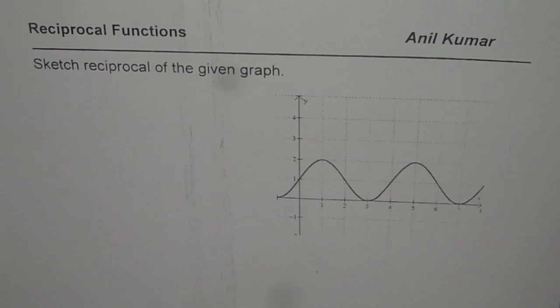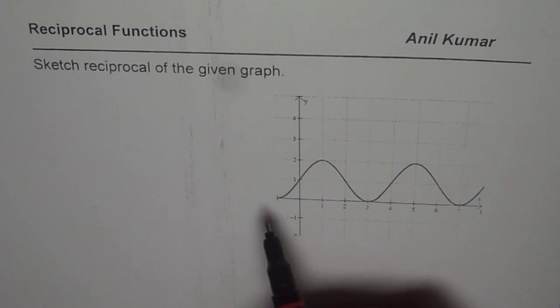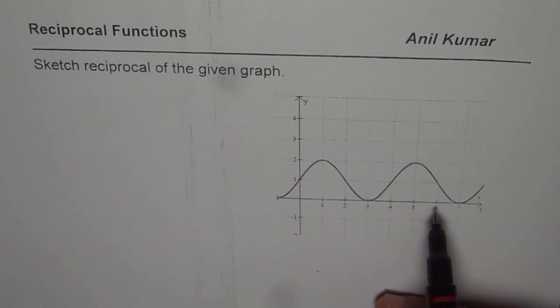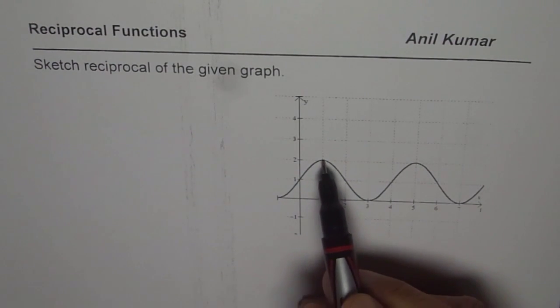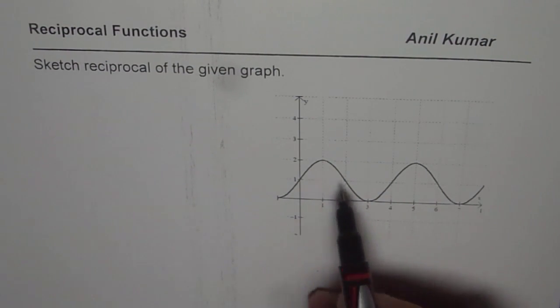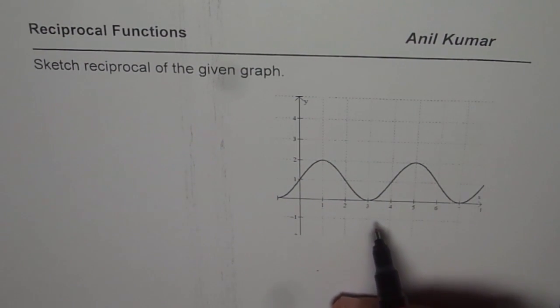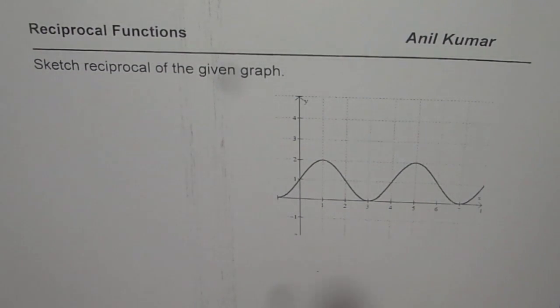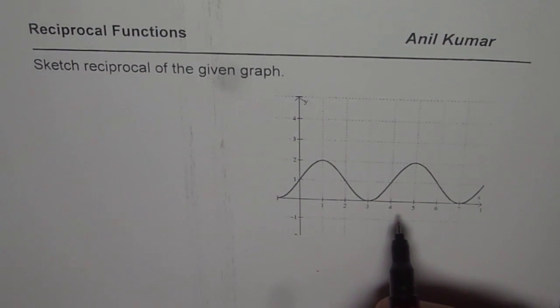I'm Anil Kumar and we will review what we have learned about sketching reciprocal functions and sketch the reciprocal of the given graph. It is a sinusoidal function which has an amplitude of 1 unit and it has been translated 1 unit above. So you can see that graph here. So we need to sketch the reciprocal of this graph. You can pause the video, sketch the reciprocal, and then look into my solution.